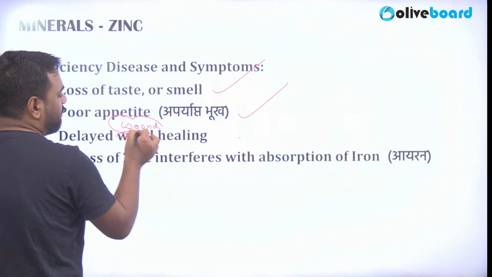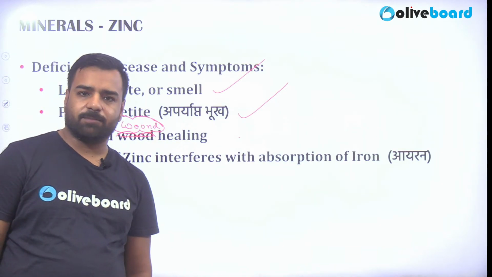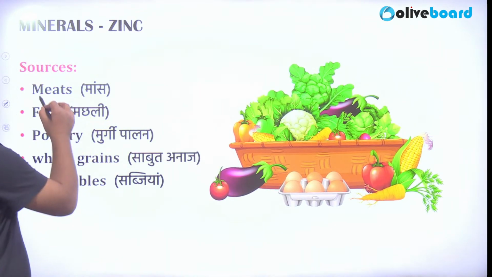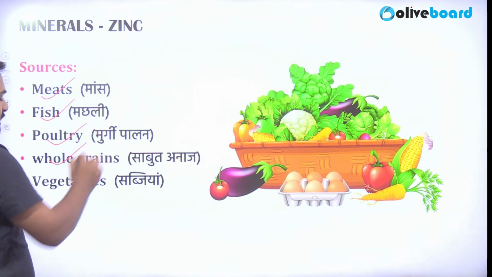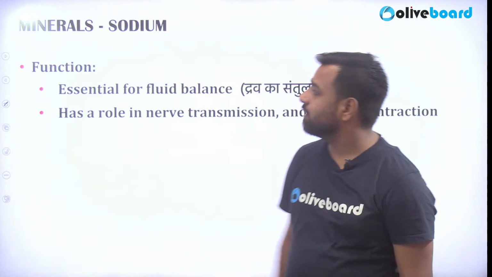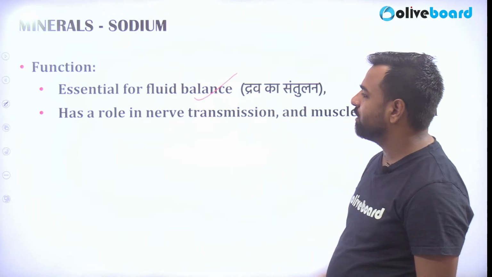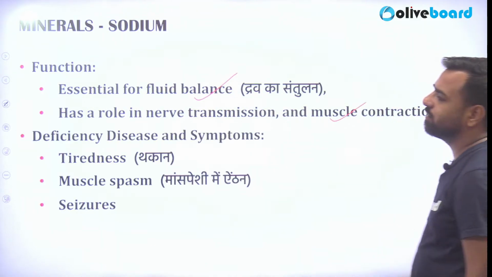That's delayed wound healing, and excess of zinc interferes with the absorption of iron. Fine. Next, the sources are meat, fish, poultry, whole grains, and vegetables. They are the sources of zinc. Then sodium. It's essential for the fluid balance. They have an important role in nerve transmission and muscle contraction.